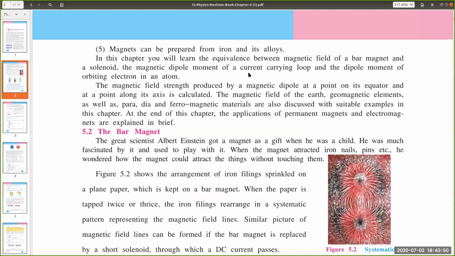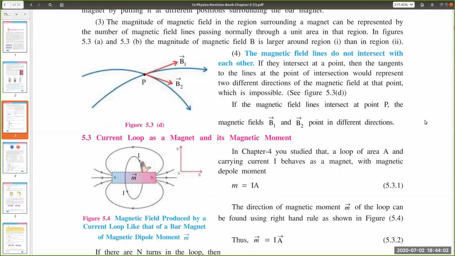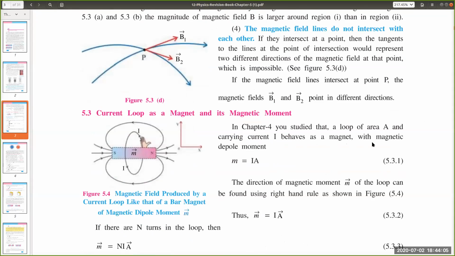First things first, there is something called a magnetic moment. So you write first what is a magnetic moment. Magnetic moment is just the current I of a loop into the area of the loop. Didn't we learn this last chapter? Yes, we have done it in chapter 4. Magnetic dipole moment is I into A.